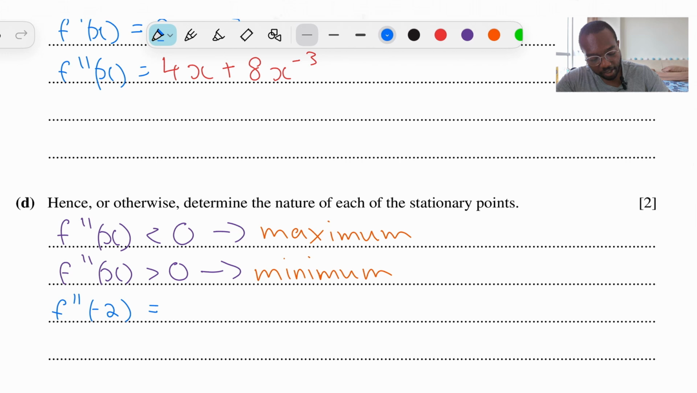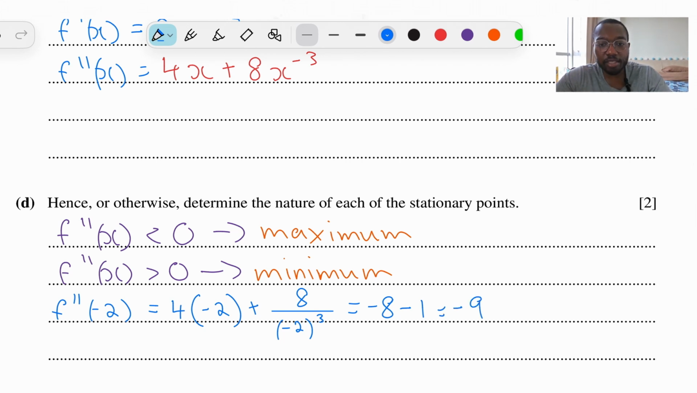So therefore, you would get 4 times minus 2, plus, and in this case, I'm going to write it as 8 over x squared, okay? So it'll be 8 over minus 2 to the 3. And if we work this out, we get minus 8, and therefore minus 1, because we get minus 8, 8 minus 1, there we go. So we get minus 8 minus 1, and that gives us minus 9.